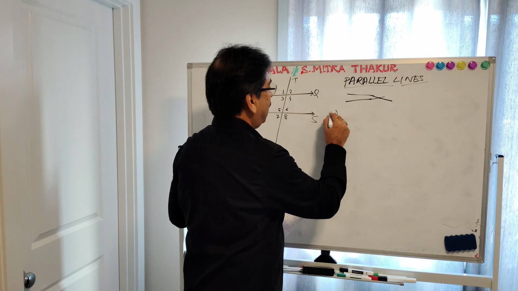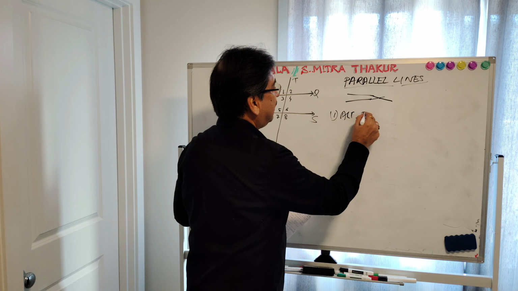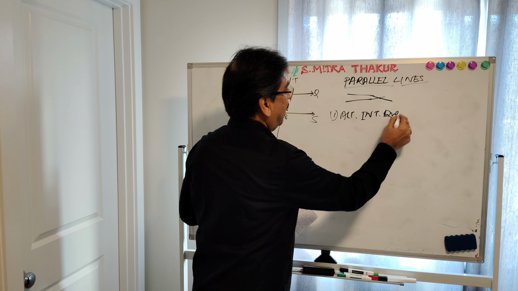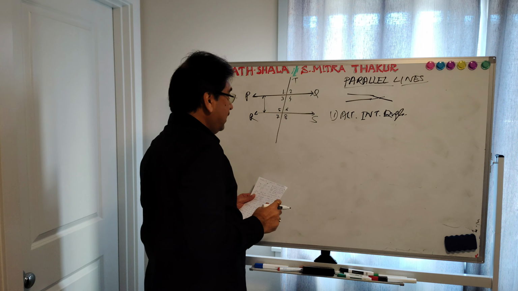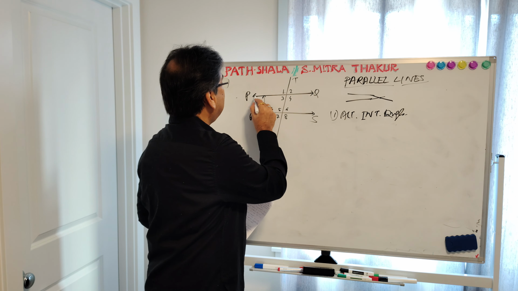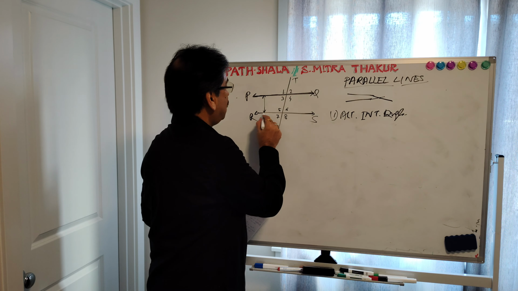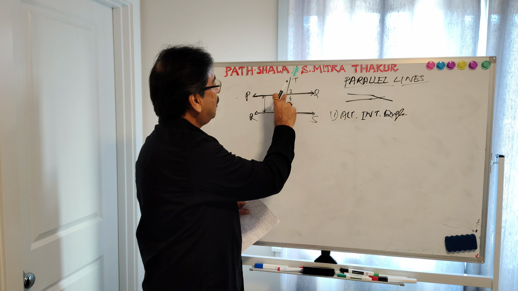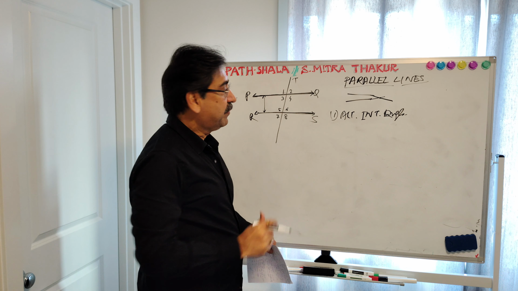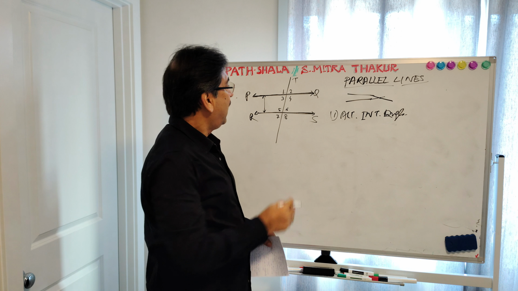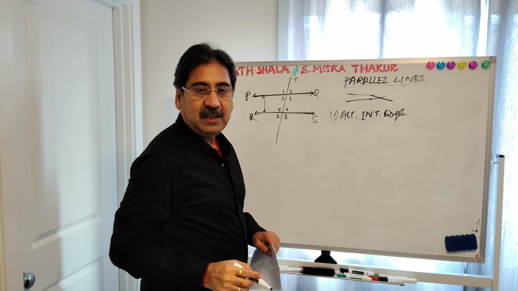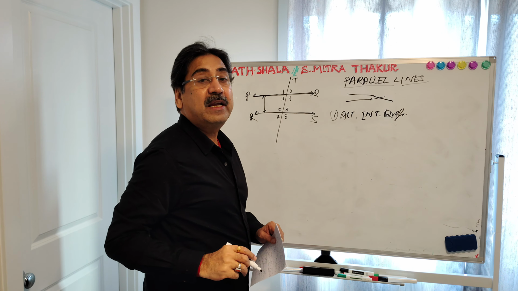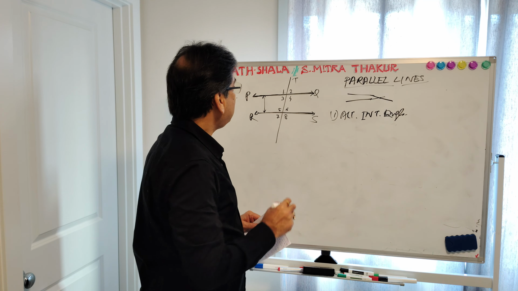First is the alternate interior angles. Interior means within the parallel lines. These two lines are the parallel lines. Here angles 3, 4, 5, 6 are both within the parallel lines. These are called interior angles. And angles 1, 2, 7, 8, these 4 angles, are outside of the parallel lines. These are called exterior angles, right?